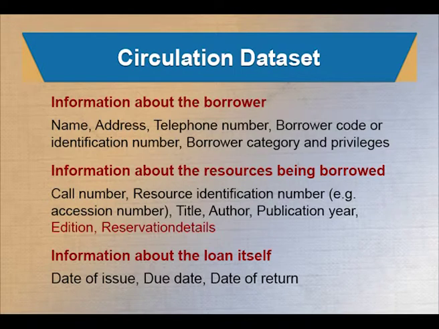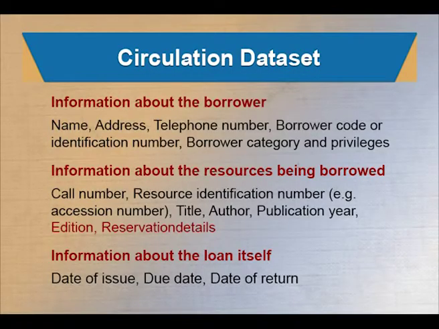Information about the loan itself is also a very important data set: date of issue, due date, date of return. Here, the borrower data set comes from the member table, the resource data set comes from the catalog data sets, and the loan data set can be generated automatically. That is the date of issue of the book, the due date on the basis of the privileges given or the circulation rule framed, and the date of return is also calculated automatically by the ILS or library automation software.